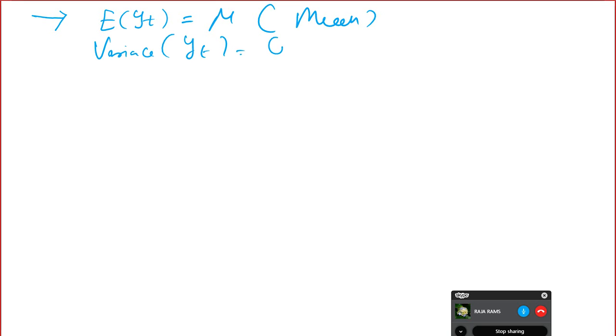So stationarity conditions are like that. The expectation of yt is mu. Expectation is nothing but the mean. The variance of yt is also constant. The autocorrelation is also constant. Did you understand? Okay, I'll explain.